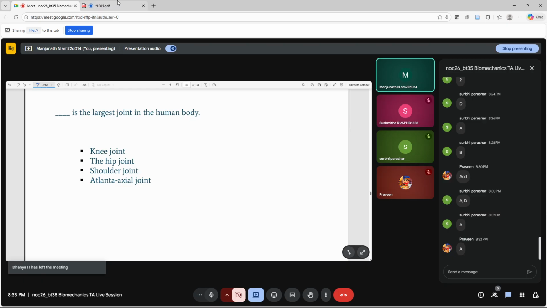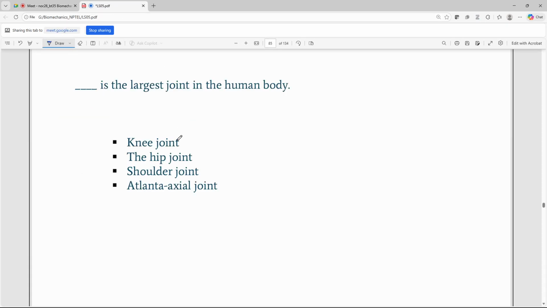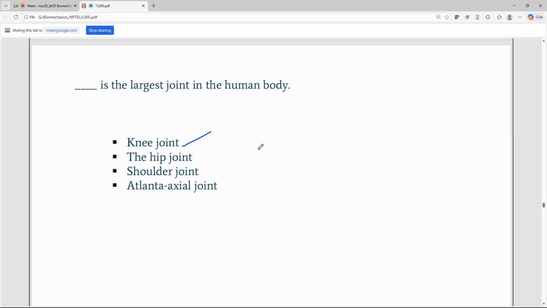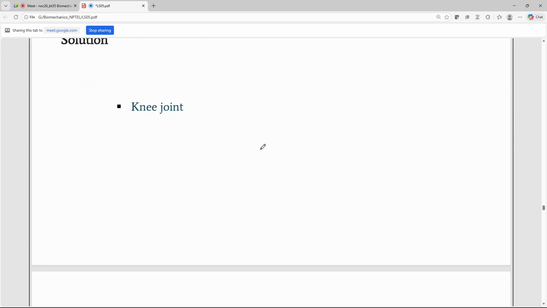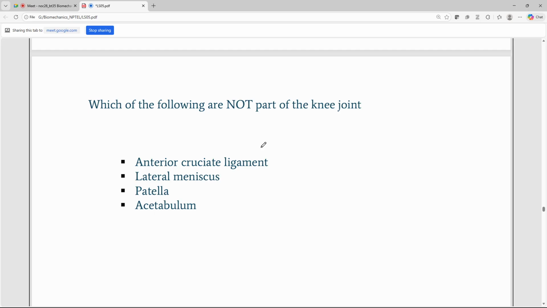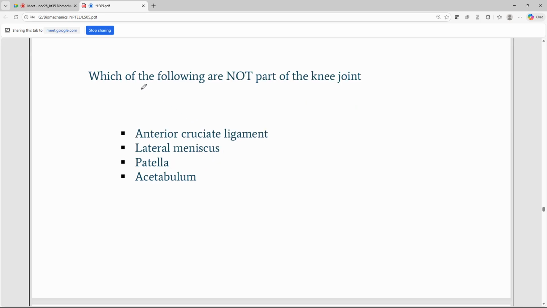Answer is option A, or first option, that is the knee joint. Knee joint is the largest joint in the human body. Next question. Which of the following are not a part of the knee joint?